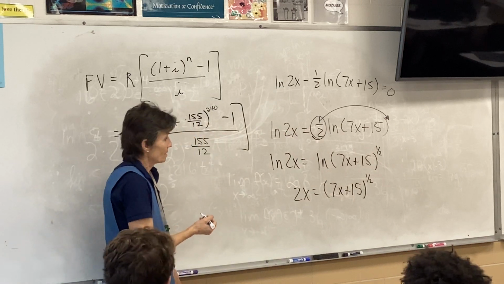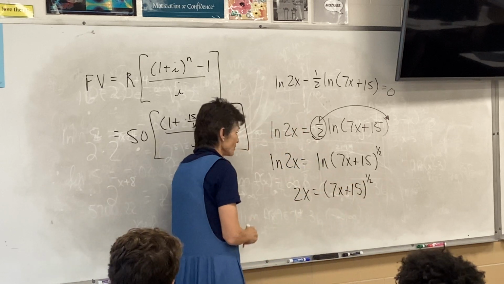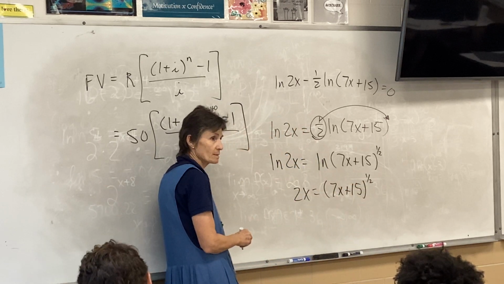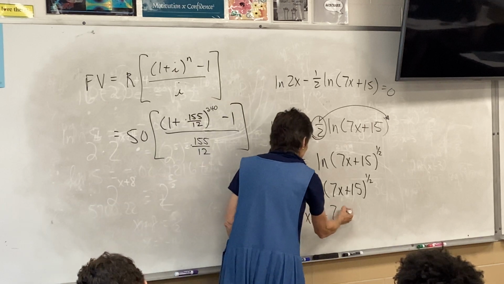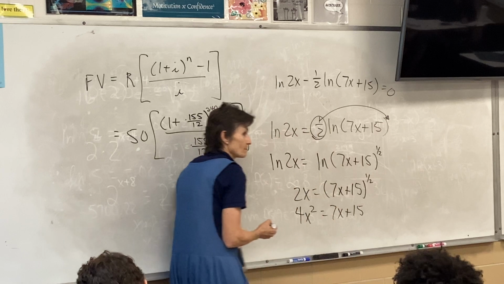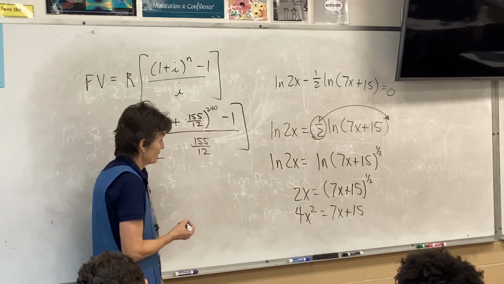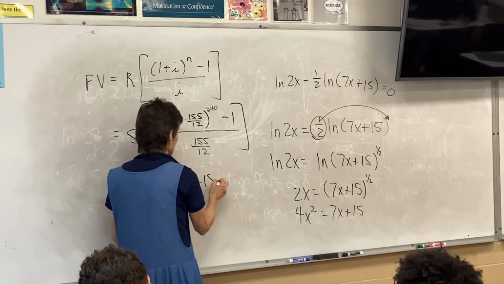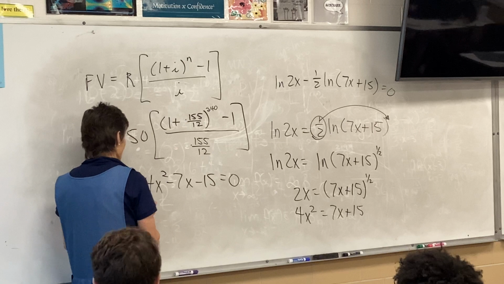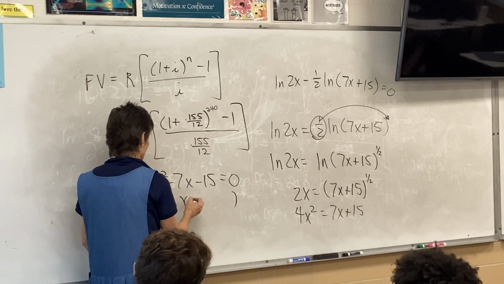Right? So that means a radical, doesn't it? So how about we square both sides? Let's try it. 4x squared equals 7x plus 15. Is that okay? So we're going to set equal to 0: 4x squared minus 7x minus 15. I wonder if that factors. It does?